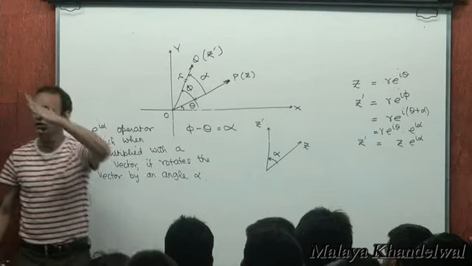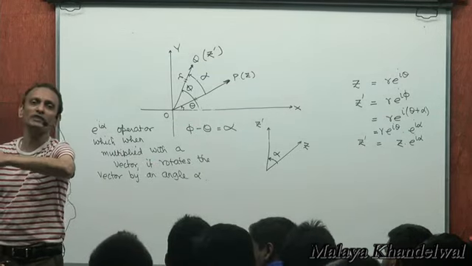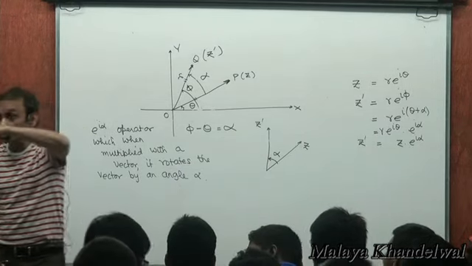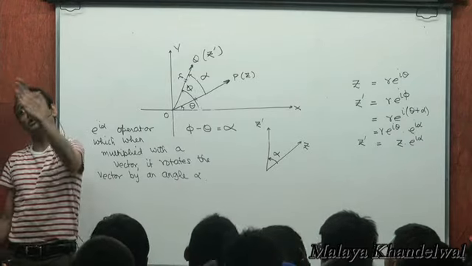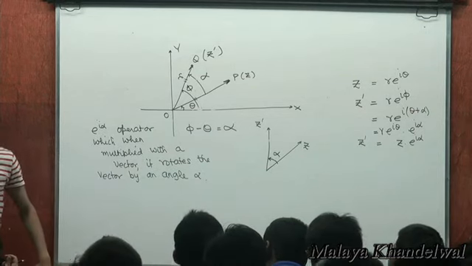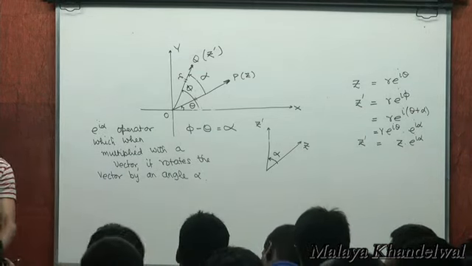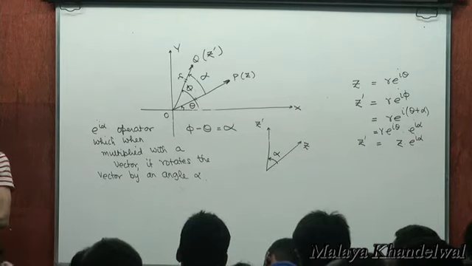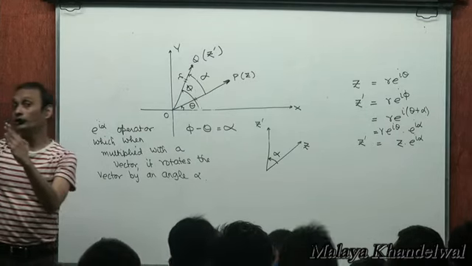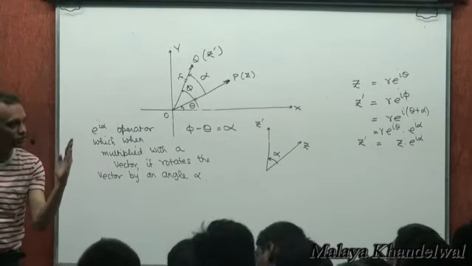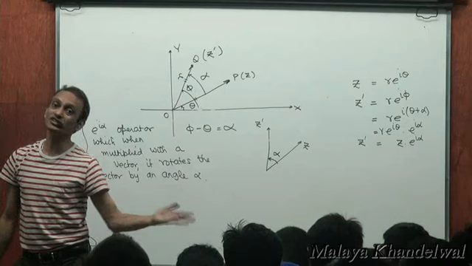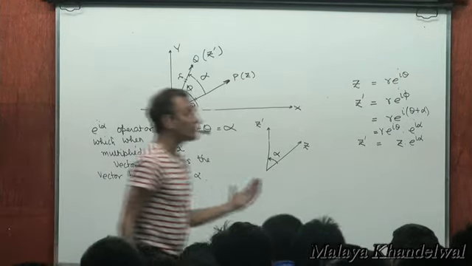If you want to rotate a vector z by an angle 30 degrees, multiply it with e power i pi by 6. This is 30 degrees anti-clockwise, but if you want to rotate it 30 degrees clockwise, multiply it with e power minus i pi by 6. Right? You have a handle over how much you want to rotate and the sense in which you want to rotate. Multiply it with e power i alpha. If alpha is positive, anti-clockwise rotation. If alpha is negative, then clockwise rotation of the vector takes place. Yes or no? Right?